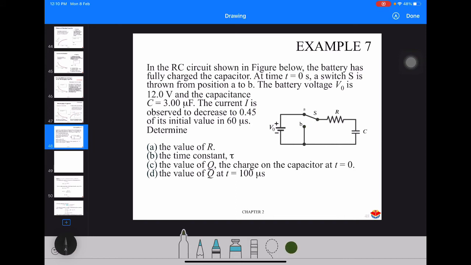I'm going to change the color. Okay, doesn't make much difference. So, the V0 here is 12 volts, and the capacitance is 3 microfarad. In the exam you can always try to redraw the circuit. The current I is observed to decrease to 0.45 of its initial value in 60 microseconds. Determine the value of R.